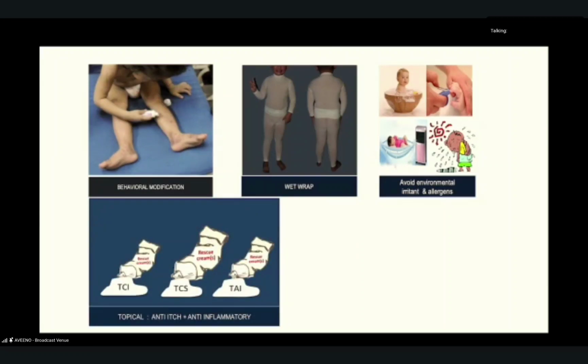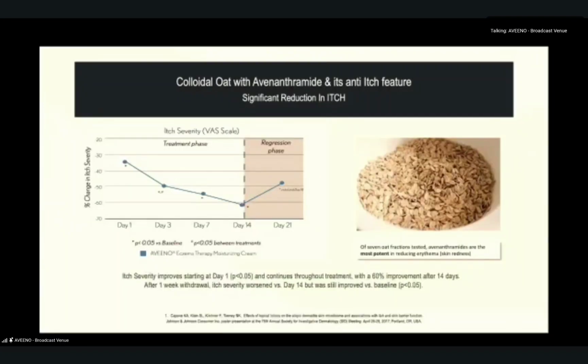Next is you can use a combination. We can use steroid, non-steroidal like crisaborole, tacrolimus, pimecrolimus, and now we have another one called JAK inhibitors, not in Malaysia yet. Others include moisturizers with anti-itch property, like Aveeno, they have avenanthramide, which has a direct anti-itch property. Others include the normal moisturizer. So the avenanthramide present in the Aveeno induces not really full remission, but improves the itch over 14 days.